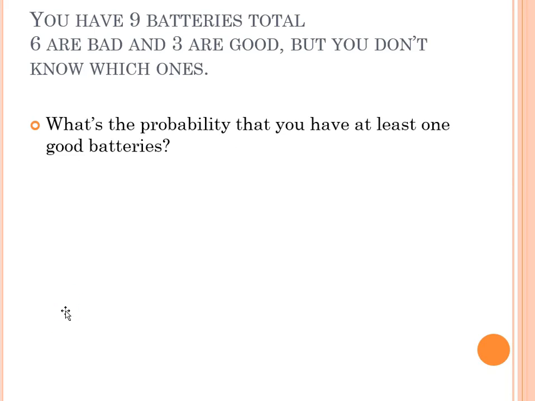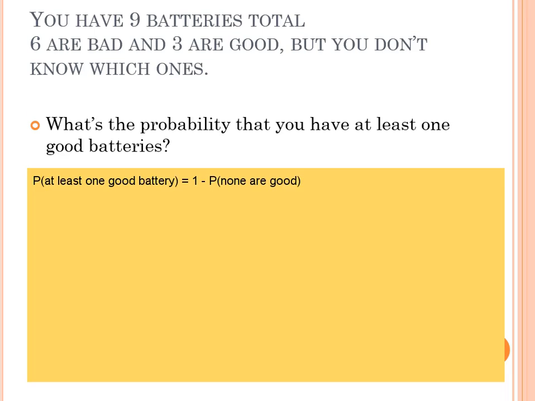This last problem then looks at the complement rule, and you can tell again that it looks at the complement rule because it has the words in it, at least one. So this question is asking what's the probability that you have at least one good battery. And it's easier to calculate the opposite of that, and the opposite of at least one is that none are good. So we'll calculate the complete opposite and subtract that from 1, and that will give us the probability that at least one battery is good.